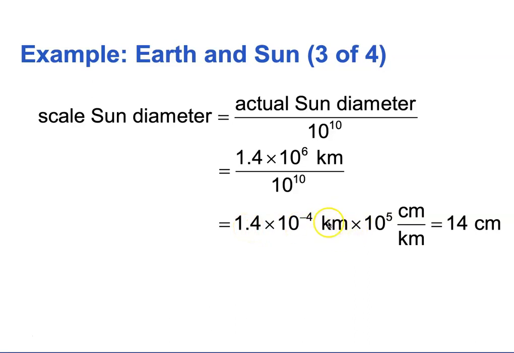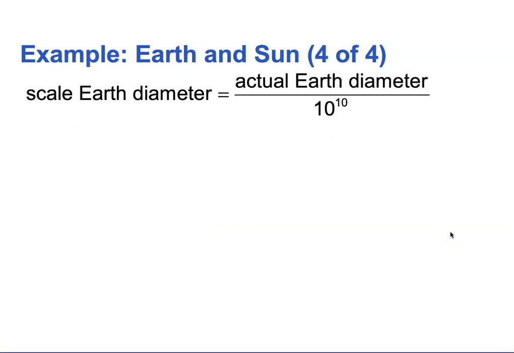We're going to convert kilometers into centimeters, so it's 10 to the 5th, so it comes out to be 14 centimeters. Again, it would be the negative 4 plus the 5. That would be 10 to the 1, which means I would move that decimal place over once, and it's 14 centimeters. The scale of the Earth's diameter would be the actual Earth diameter divided by the scale that they want, the 1 to 10 billion.